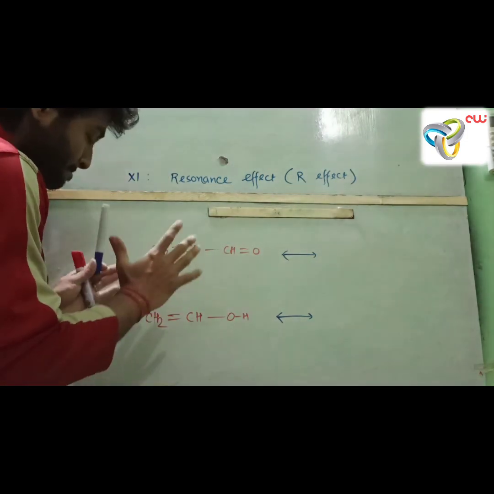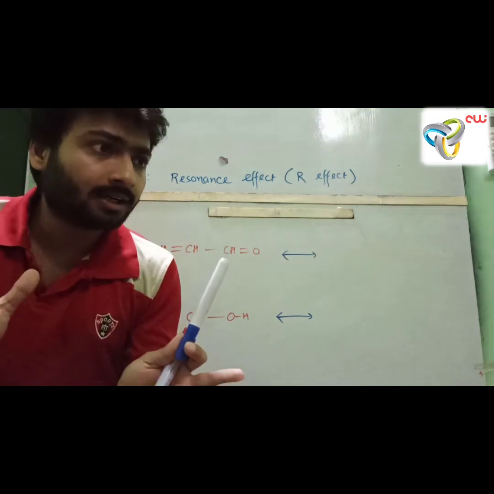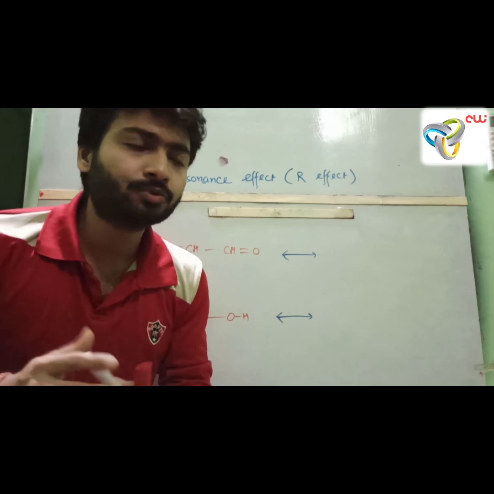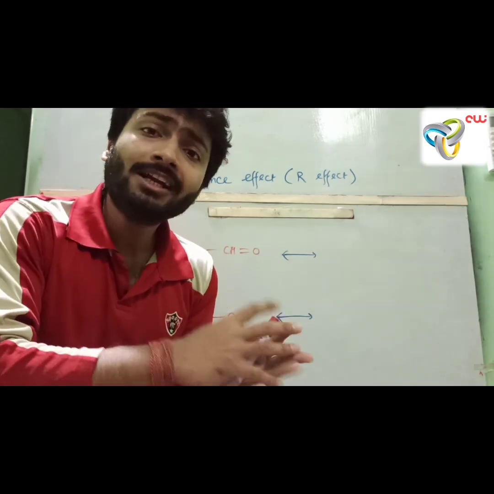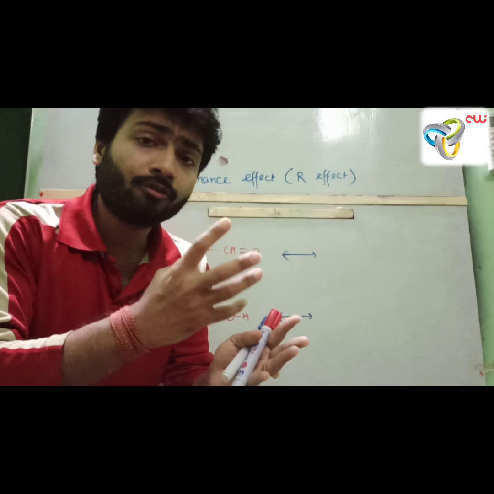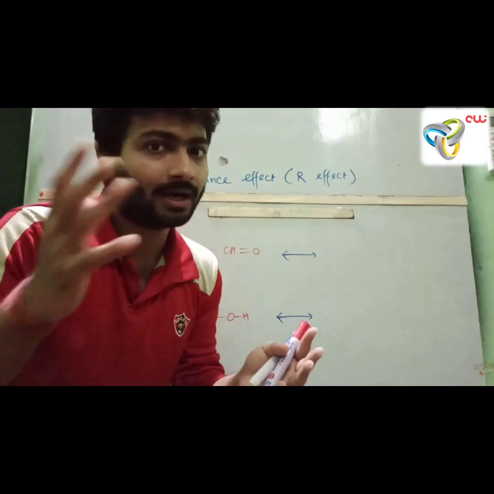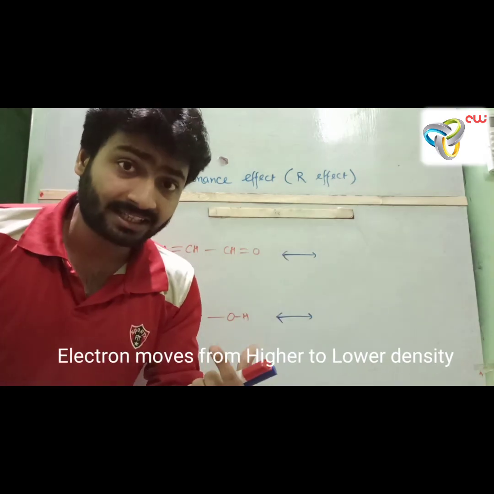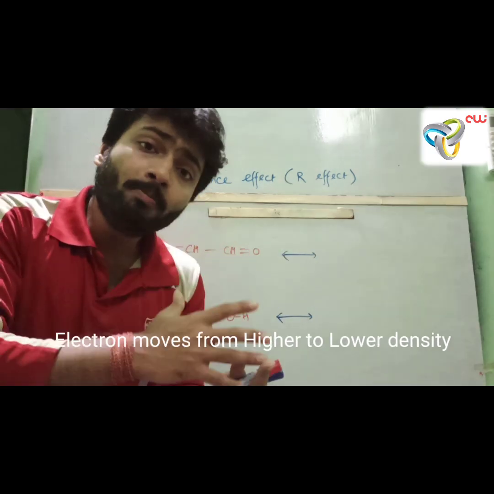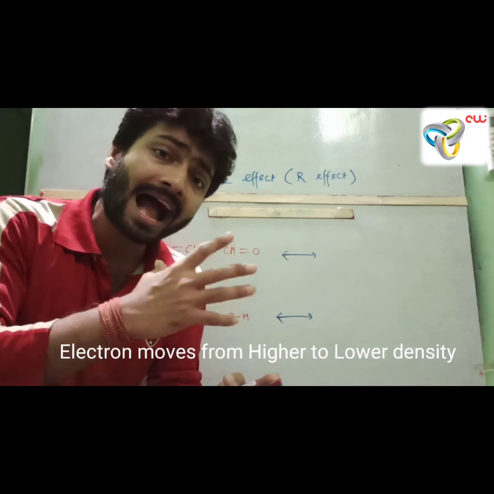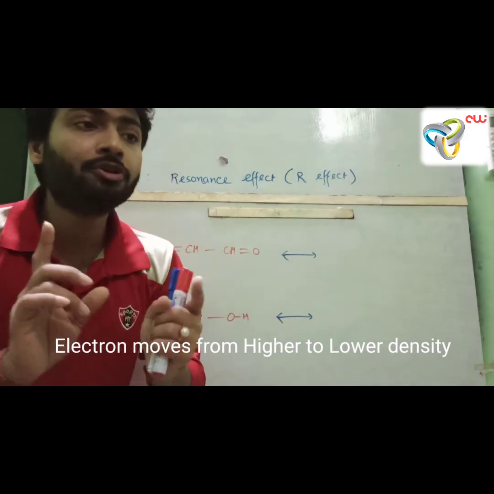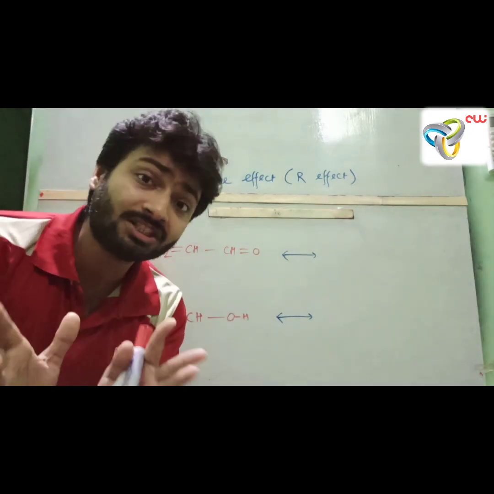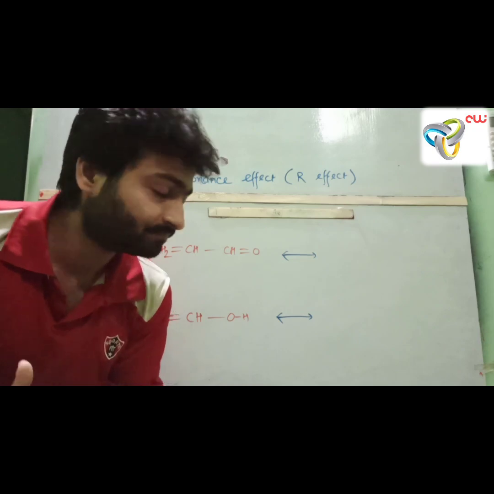Let's start. We always know the definition of diffusion. What is diffusion? Diffusion means movement of something from a higher density to a lower density. Here it is the same. Resonance or conjugation means movement of electrons from higher density to lower density. Now you have to just calculate where the electron density is higher and where it is lower.